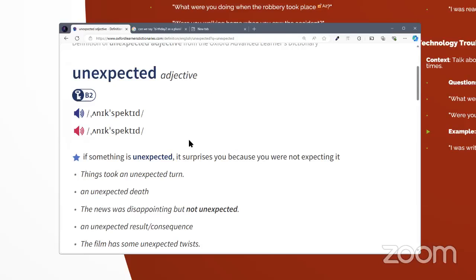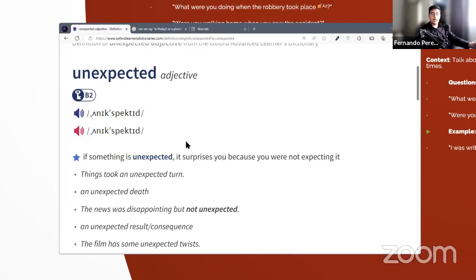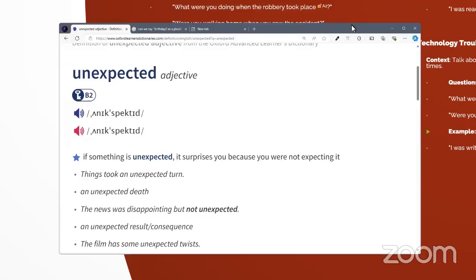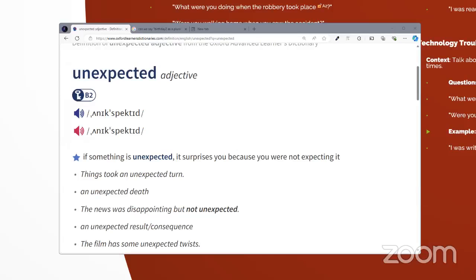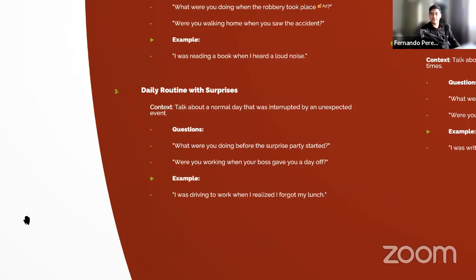Okay, everybody take a note. Unexpected. Inesperado. Open your glossary. Open your words. Unexpected. Inesperado. Okay. Action.